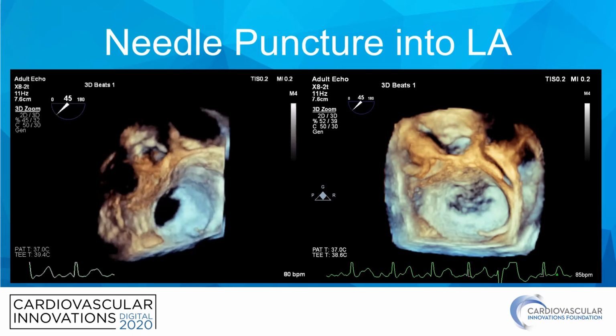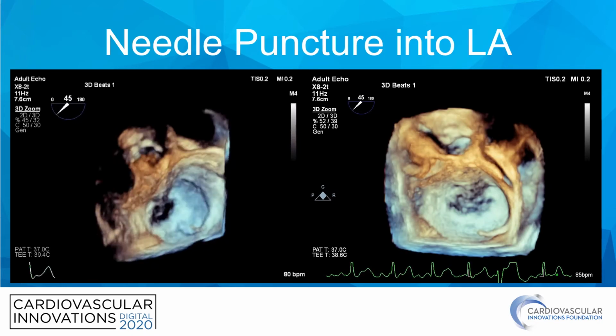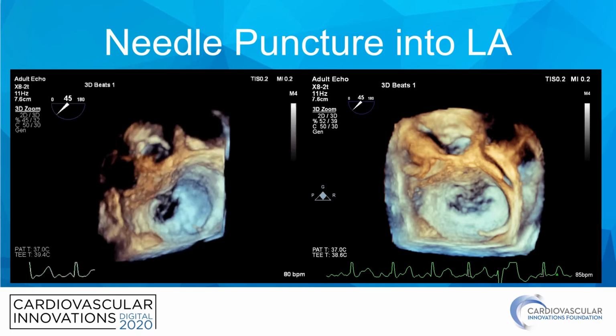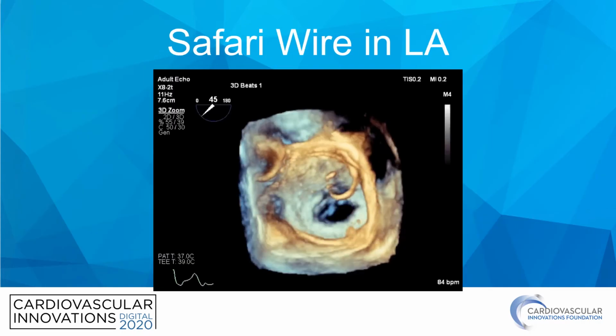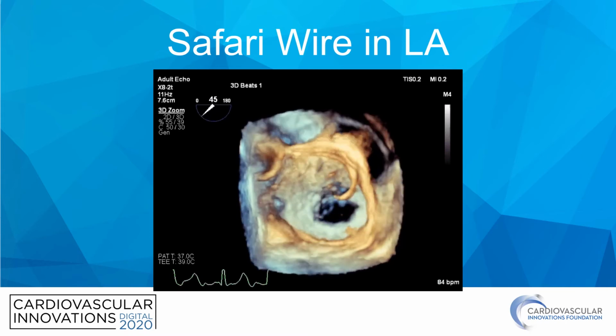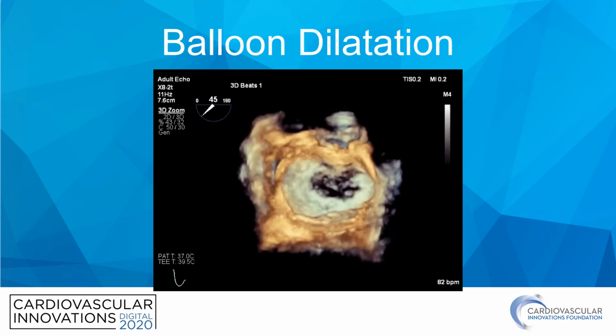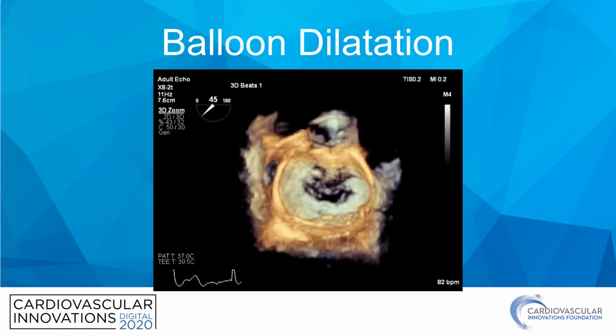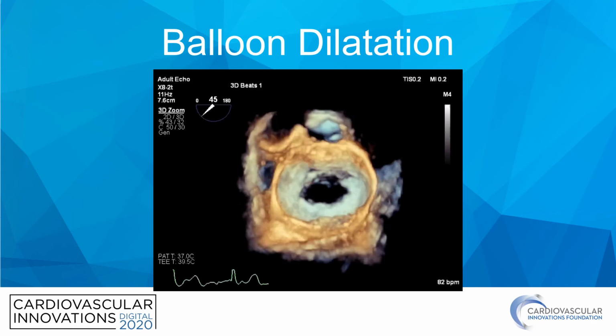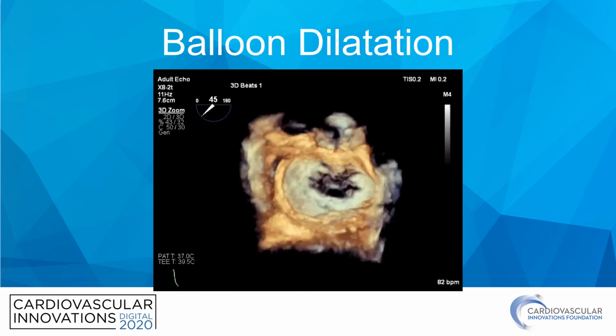Here we can see the needle puncture into the left atrium from the coronary sinus. A Safari wire is then advanced into the left atrium across the puncture. Here, the balloon dilatation is visualized. A 10 mm balloon is used to perform the atriotomy.